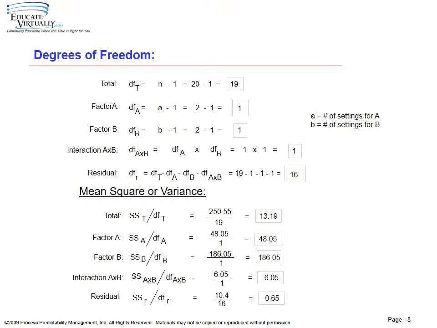And the last thing we have to take a look at is the residual. The residual sum of squares divided by its degrees of freedom gives us a mean square for the residual, less than 1, a value of 0.65. We'll then use those values to continue on with our analysis of variance.